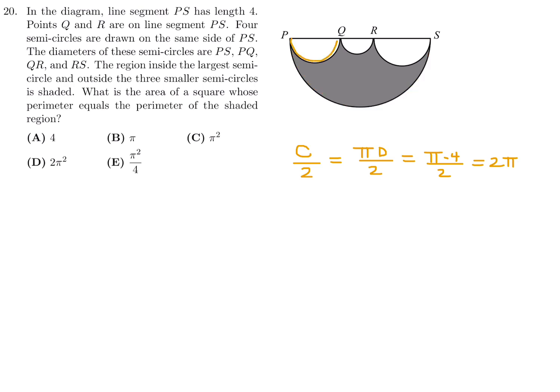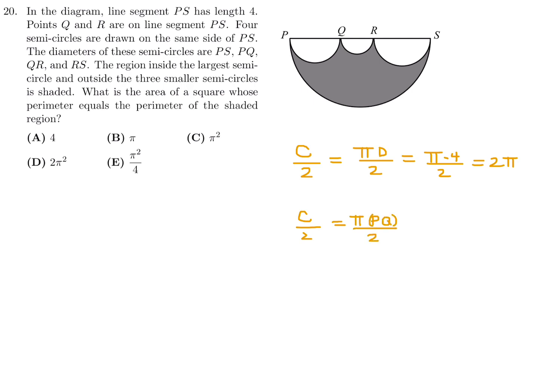Now let's concentrate on just this one. I don't want to introduce any additional variables, so let's just concentrate on that part of the perimeter. Well, that part is going to be the circumference of that semicircle, which is the circumference of the circle divided by 2. Circumference, again, is pi times diameter, but the diameter in this case is PQ.